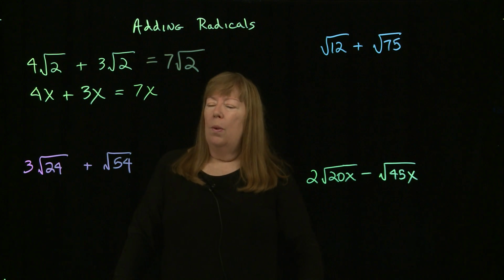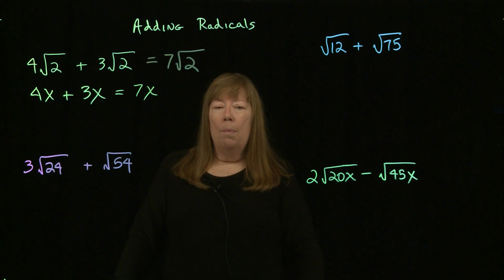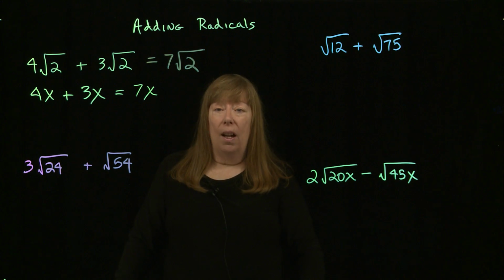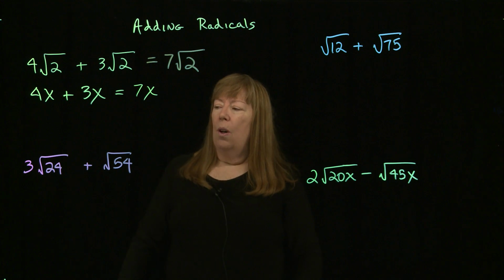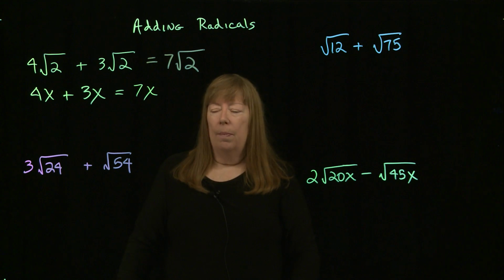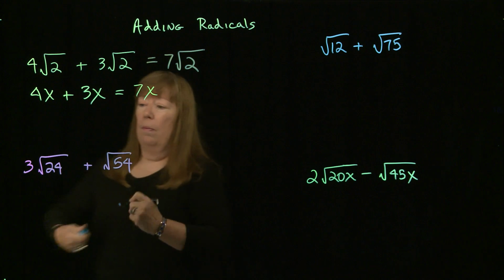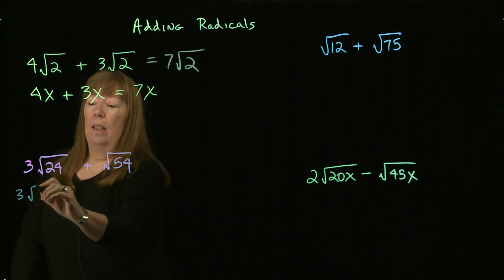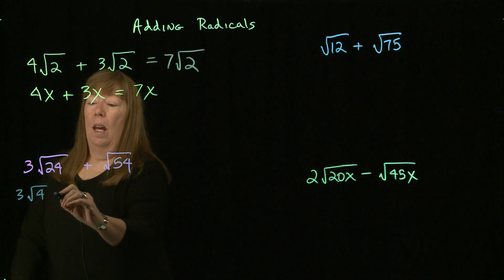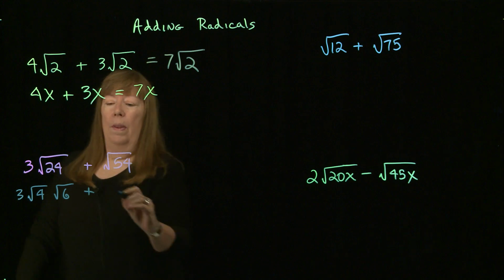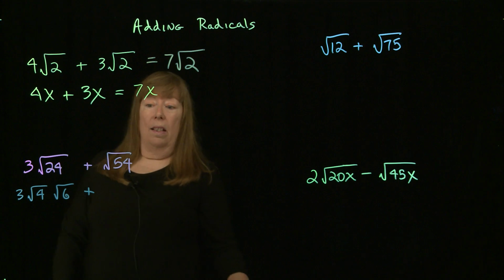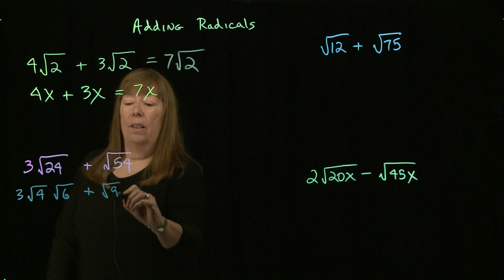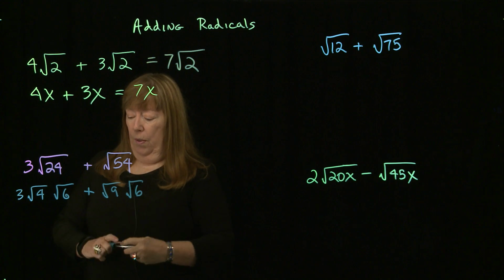Okay, let's have a look at this one. This one doesn't have like radicals, but perhaps using our techniques for simplifying radicals, we can turn them into like radicals, and therefore we can add them. Let's see. So what I'm looking for is a factor of 24 that is a perfect square. And one comes to mind, that would be 4. So let's break it down to 3 times the square root of 4 times the square root of 6. And what about the other one, 54? Does that also have a square root factor? It does. 9 is a perfect square. So let's break that down to 9, square root of 9, times square root of 6.